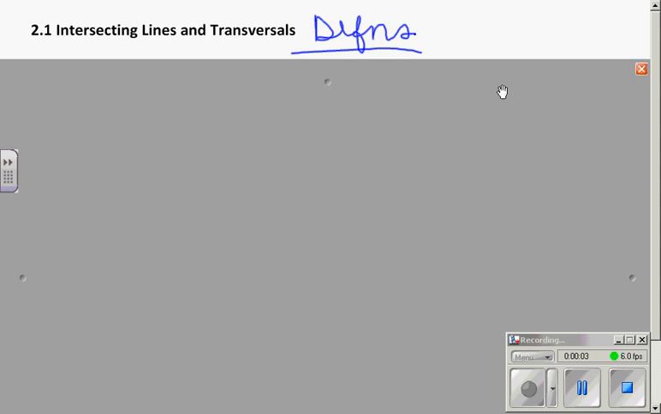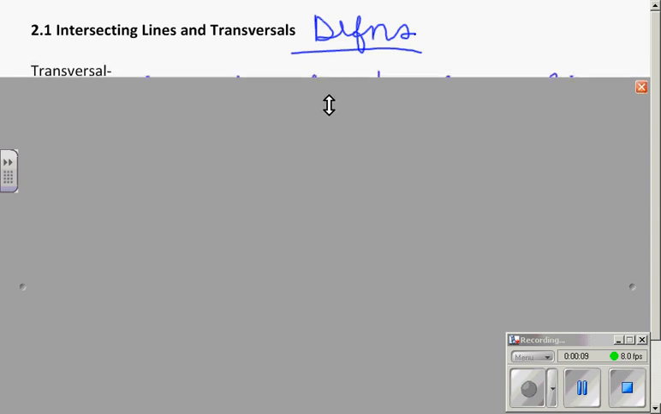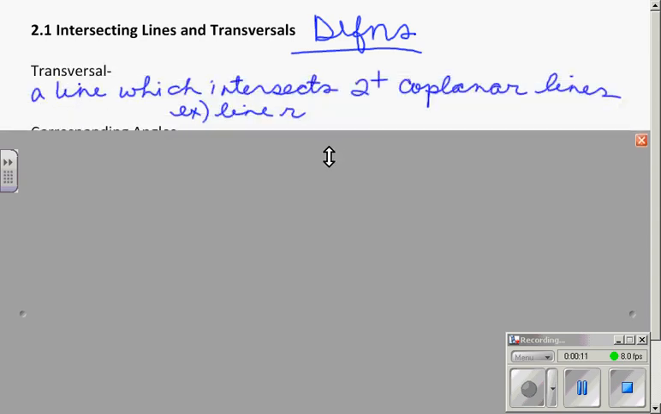Okay, we are going to go through the definitions and notes for 2-1. We're going to start with some definitions. First important definition is a transversal. It is a line which intersects two or more coplanar lines. And when we get to the picture, it will be line R. Basically, it's going to be the one that cuts across other ones.